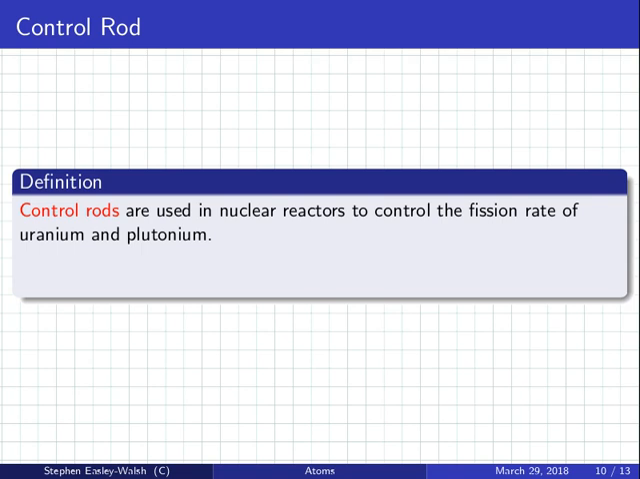No, it could be for other materials, but we only use uranium and plutonium in nuclear power plants. Other materials aren't as suitable for it, because uranium and plutonium decay easily and release lots of energy. If you had a pure piece of uranium, it would just decay by itself and explode. It's very, very unstable. I think actually uranium is the most unstable element.